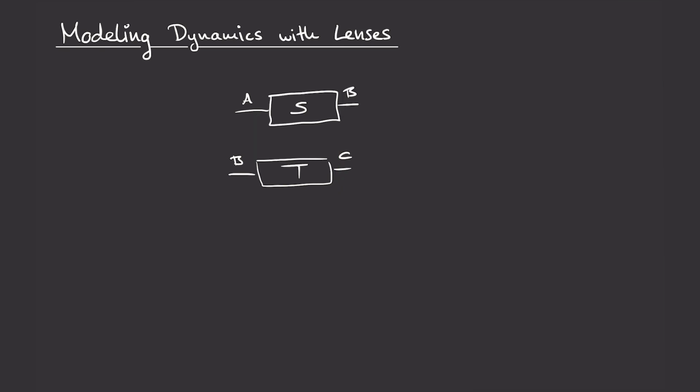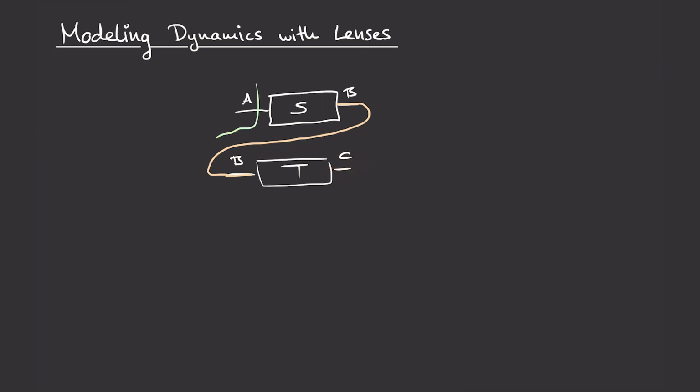Another thing we'll be seeing is that if we have two systems in parallel, and we have some wires that have a matching type, which means they represent the same set, then we can wire these things together and produce a composite system. In this case, it's a system that takes an input A and produces an output C. So the idea here is that we give the system S some input A, it produces an output B based on that, and then we feed that output B into the system T, which then produces some output C.